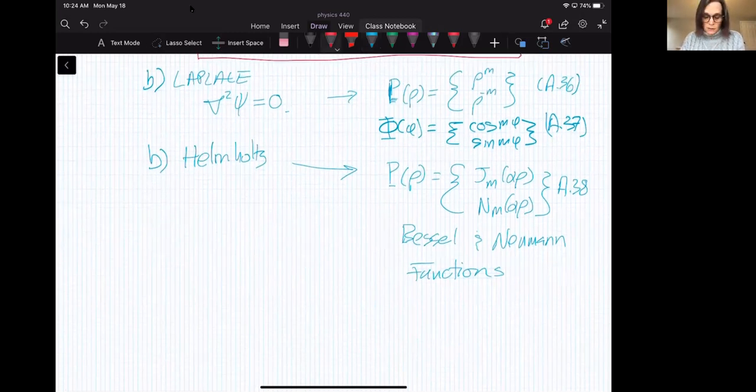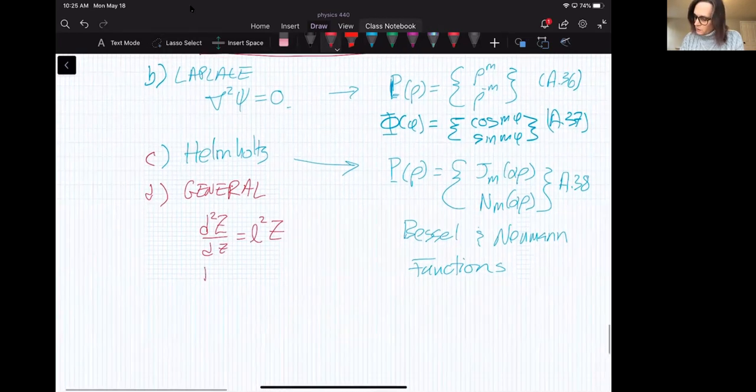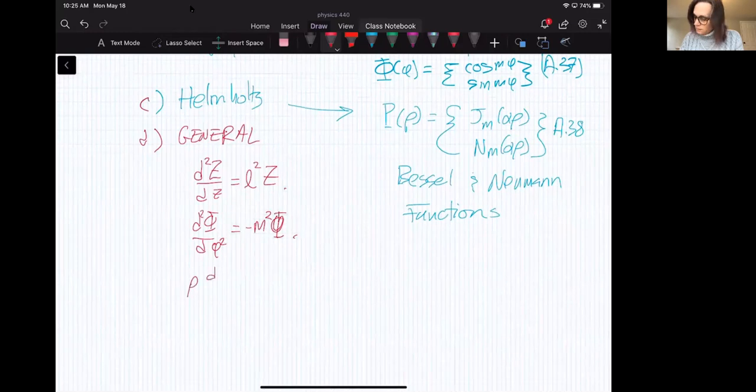What you can then do, and I think this is part of one of your homeworks, is write the general case, so the general solution. This is C and this is D. So the general case, you would have typically d squared Z over dz squared is equal to l squared capital Z. d squared phi over d phi squared is equal to minus m squared phi. And rho d d rho of rho dP d rho plus n squared rho squared minus m squared times P of rho is equal to zero.